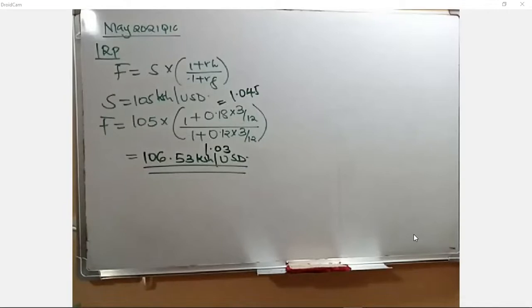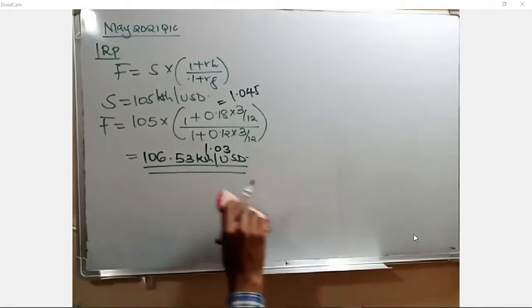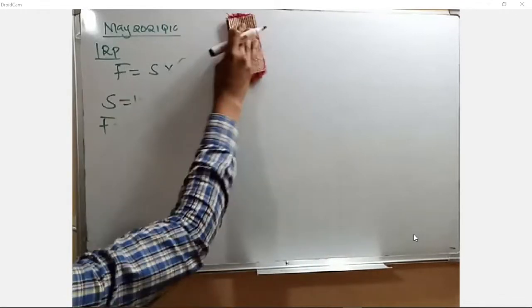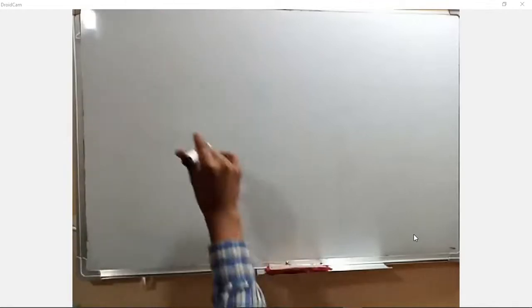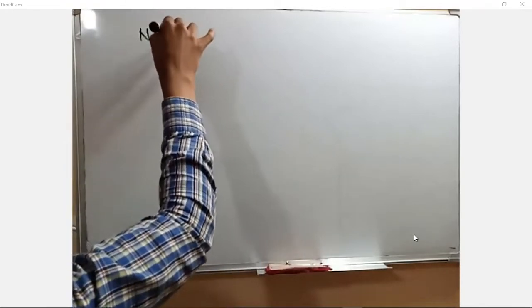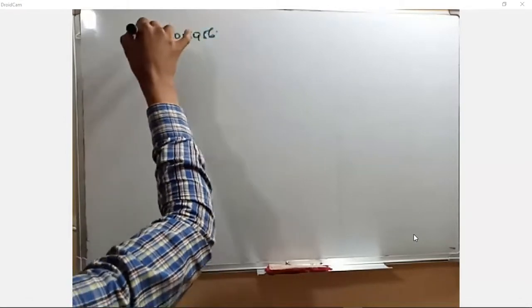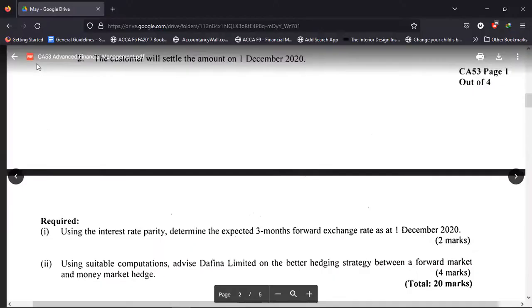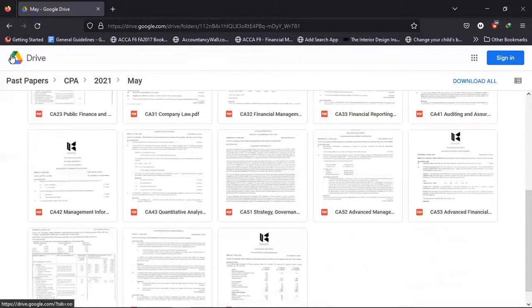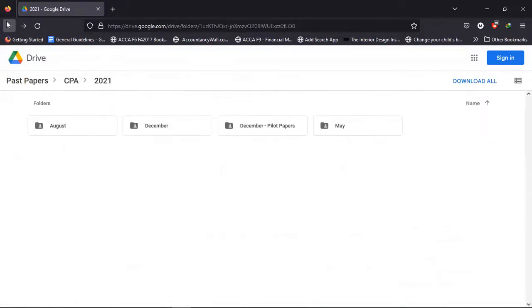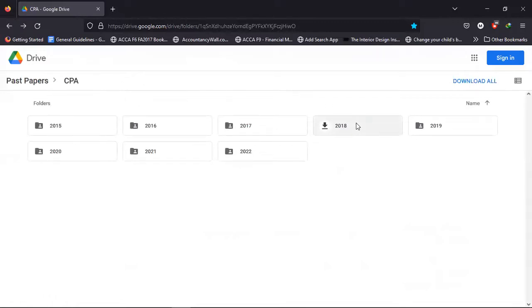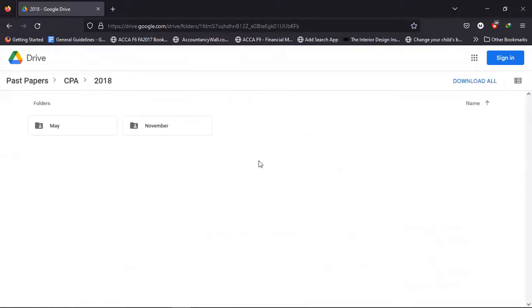Now, the other question we can check straight away, you can look at the question which they tested in November 2018, question 5B. Let us go there and look at how that question is tested. So 2018 November, question 5B.